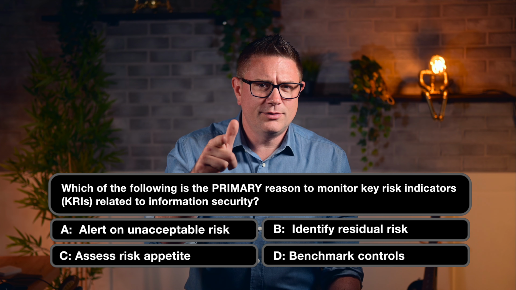And the answer is A, to alert on unacceptable risk. This question is really testing whether you understand what KRIs are for and what they're designed to do. Because KRIs are early warning indicators. They exist to tell you when risk exposure is increasing before something bad happens. Think of KRIs like the smoke alarm in your house. The alarm is not measuring whether the house is already burned down or how fast it's burning. It exists just to warn you that you should do something now.